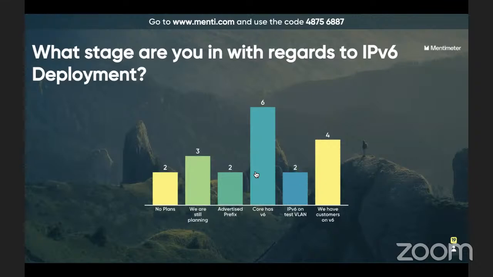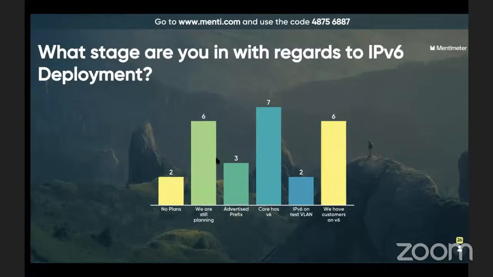Of course, the ideal situation is the last one, right? We have customers on V6. I'll be very happy to see that one winning. But all the same, whatever stage you're in, you're not alone. Good, so I see 21 guys, and we are 45 of us. So 3 more and we can move on. And then at least today I see no plans, very few people. So it's a good sign, a big improvement from the last time we did this survey.